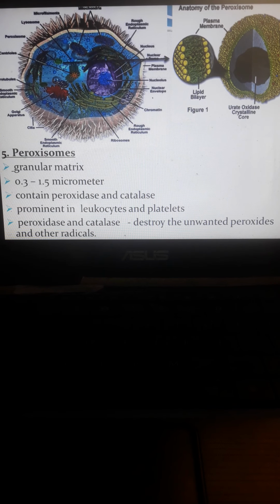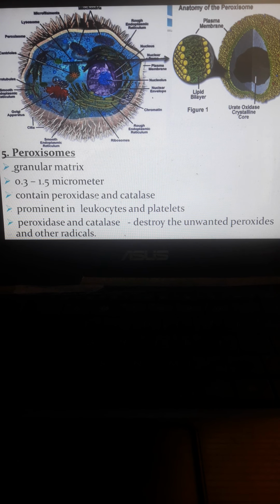Next, we have peroxisomes, with a granular matrix. The size is 0.3 to 1.5 micrometers. It contains peroxidase enzyme and also catalase enzyme. These are enzymes responsible for the oxidation process. Peroxisomes are prominent in leukocytes and platelets. Peroxidase and catalase are usually involved in the oxidation or destruction of unwanted peroxides and other radicals.